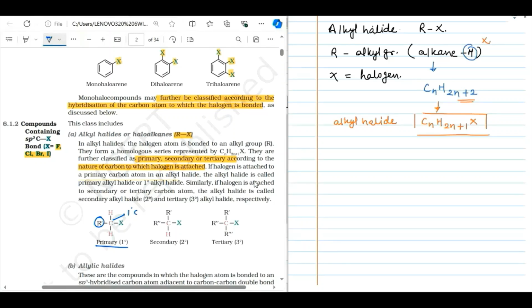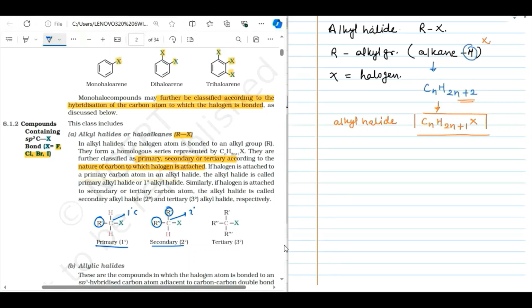Now come to the second example. This molecule is classified as secondary alkyl halide. Because the carbon to which halogen is bonded, this carbon is bonded to two alkyl groups. That's why this carbon is classified as secondary carbon. And as the halogen is bonded to secondary carbon, it is called as secondary alkyl halide.